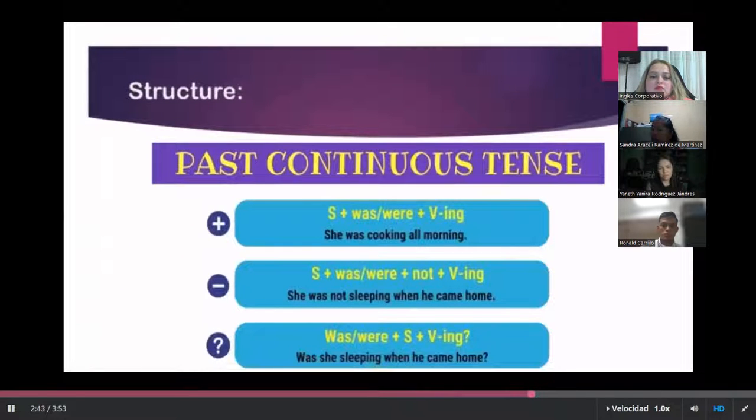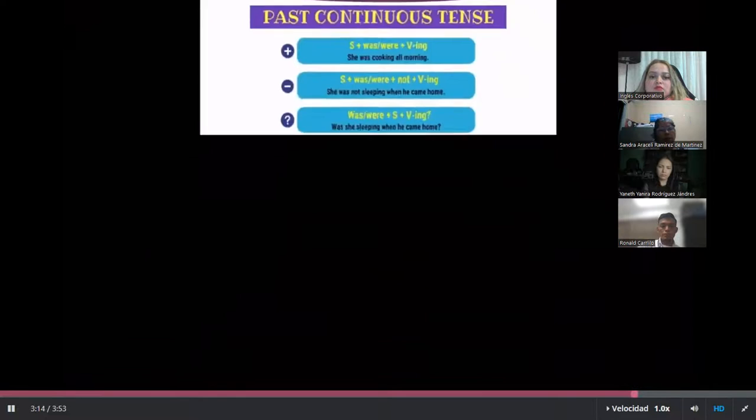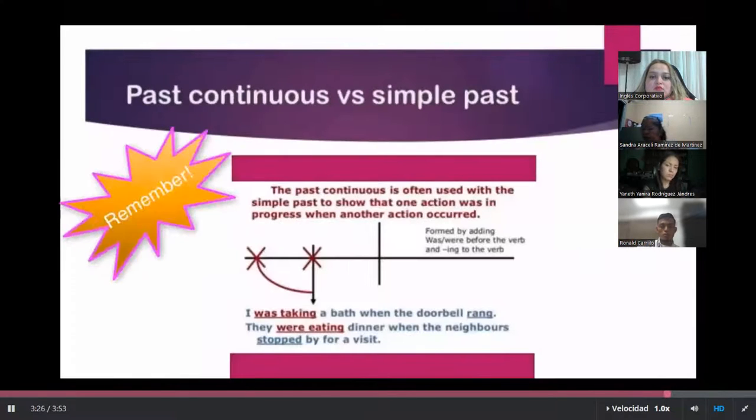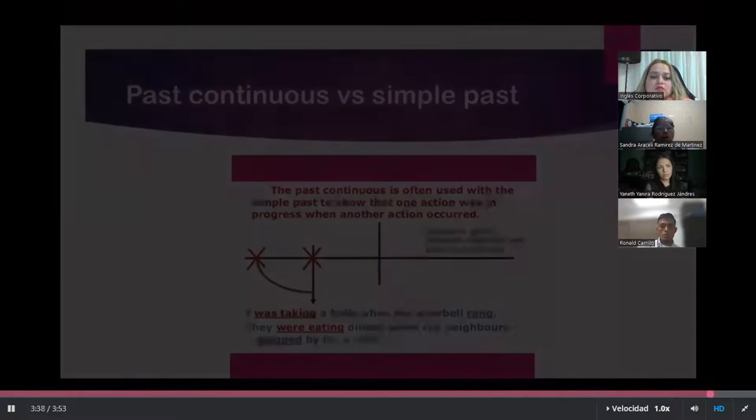Finally, before we go on using both tenses in one sentence, I will show you the structure for past continuous. Listen and follow it. For affirmative, subject plus was, were, plus verb, ing. Negative, subject plus was, were, plus not, plus verb, ing. Questions, was, were, plus subject, plus verb, ing, plus question mark. Past continuous versus simple past. We often use the past continuous and the past simple tense together. The past continuous is often used with the simple past to show that one action was in progress when the other action occurred. I want you to take a look at this diagram and try to make sense of it.